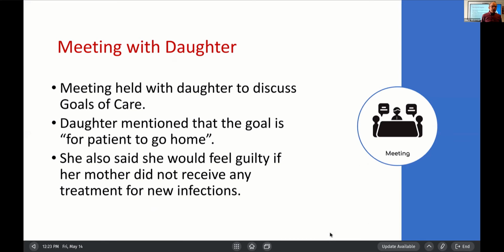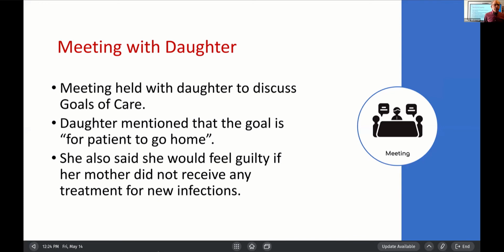So we had a meeting with the daughter to discuss goals of care, and the daughter mentioned the goal is for the patient to go home. Well, that exemplifies sometimes the problem with asking for goals of care, because sometimes you get an answer like to go home. Now, on one hand, that's an honorable goal to have. The question is, is it achievable?